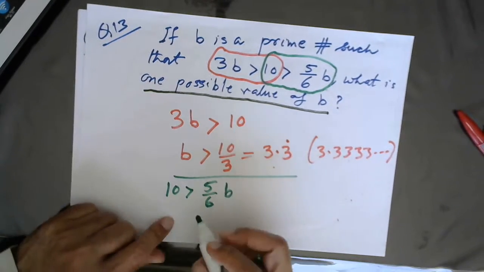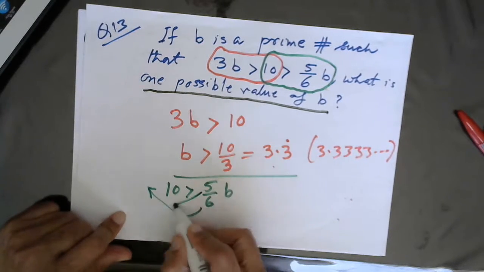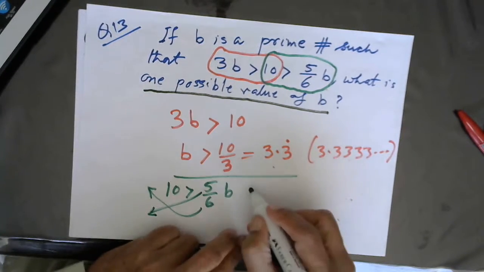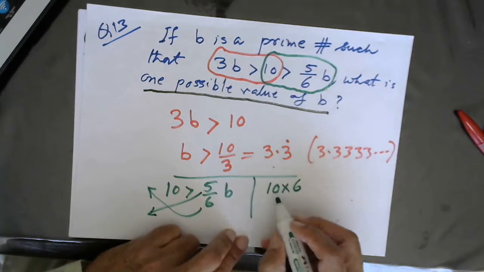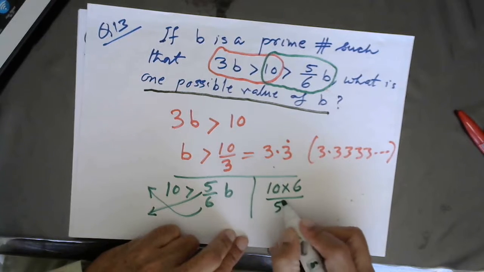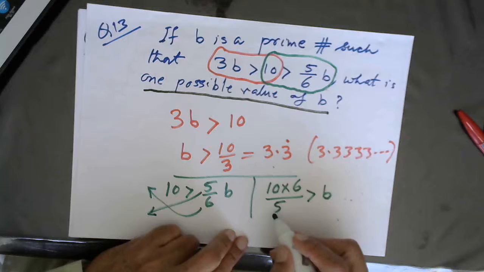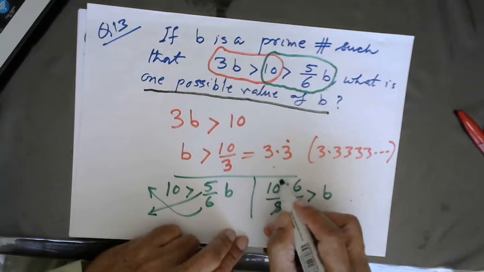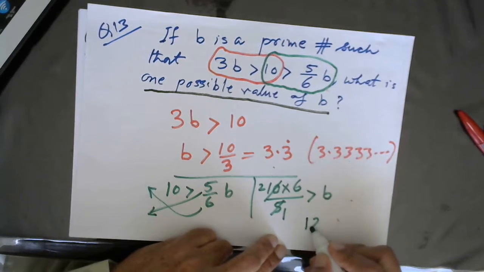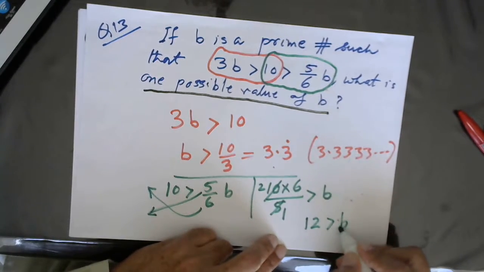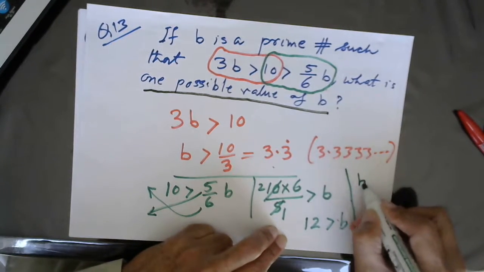b, now this 6 goes on the other side in the numerator and 5 goes in the denominator. So I will have 10 multiplied by 6 divided by 5 is greater than b. Now 5 ones are 5, 5 twos are 10, so 2 sixes are 12 is greater than b, or I can say b is less than 12.